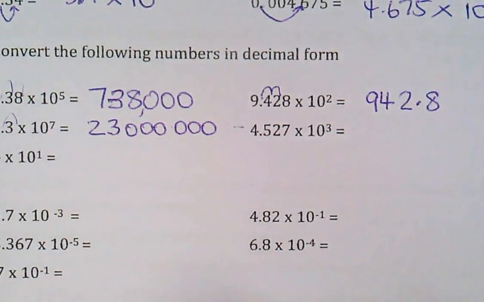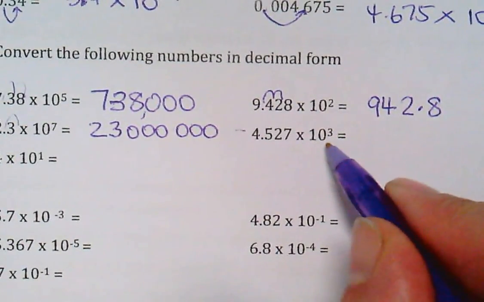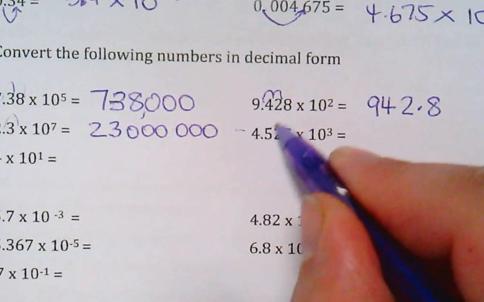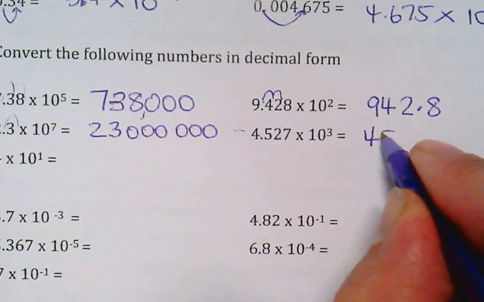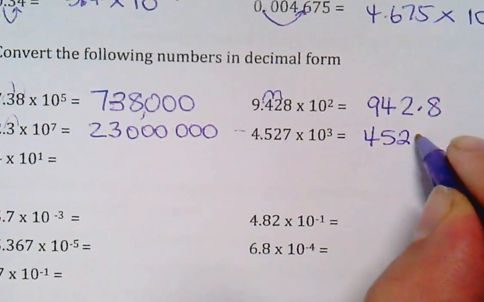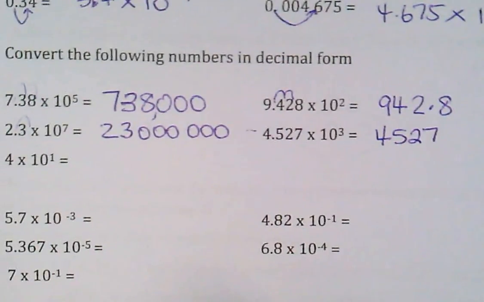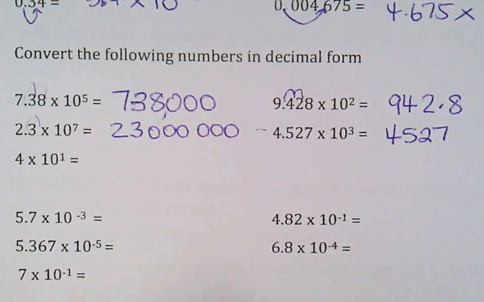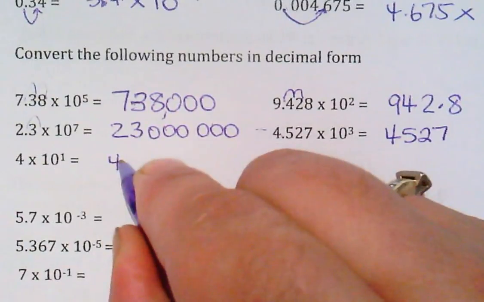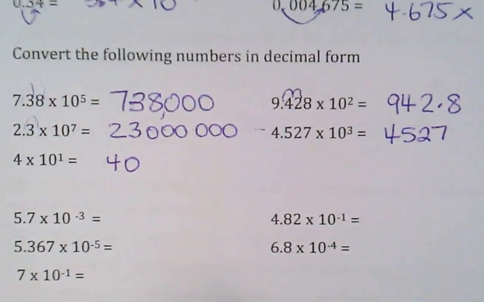What about this one? How many jumps? Am I making it bigger? How many jumps? 3. Where do I go? 4, 5, 2, 7. Now the last one, bit of a tricky one. 10 to the power of 1 is just 10. 40. It's 40 because you're jumping 1, you add a 0.